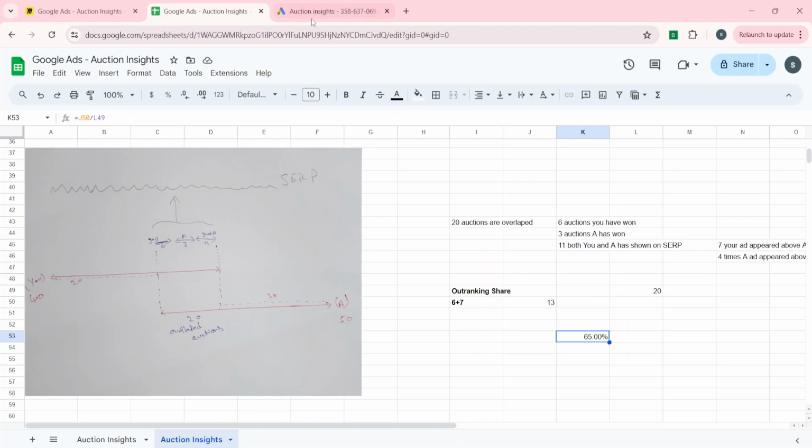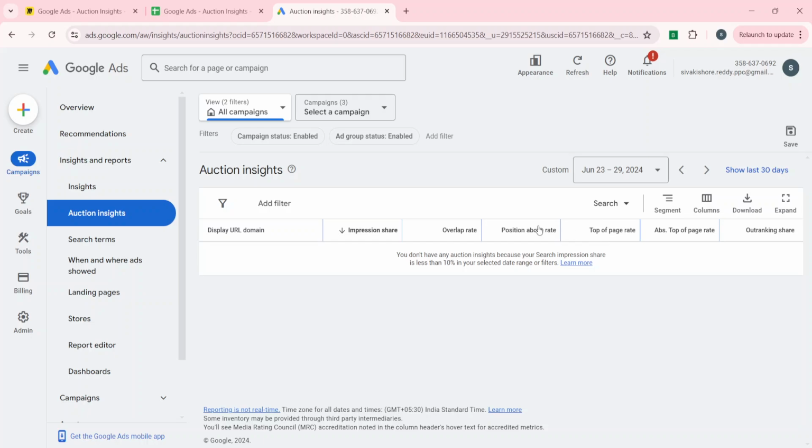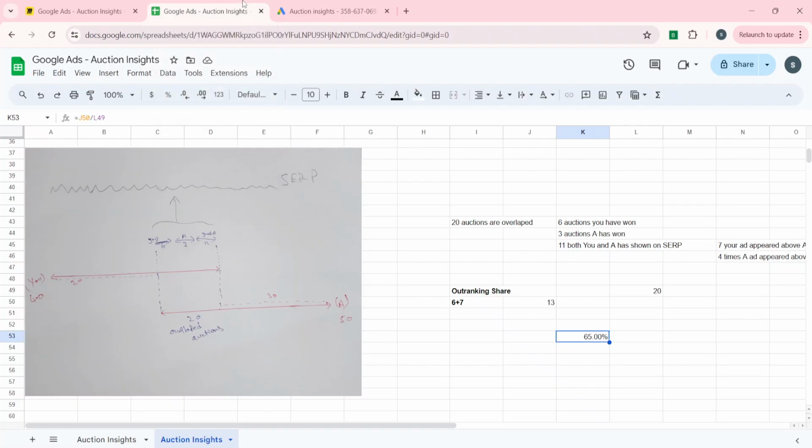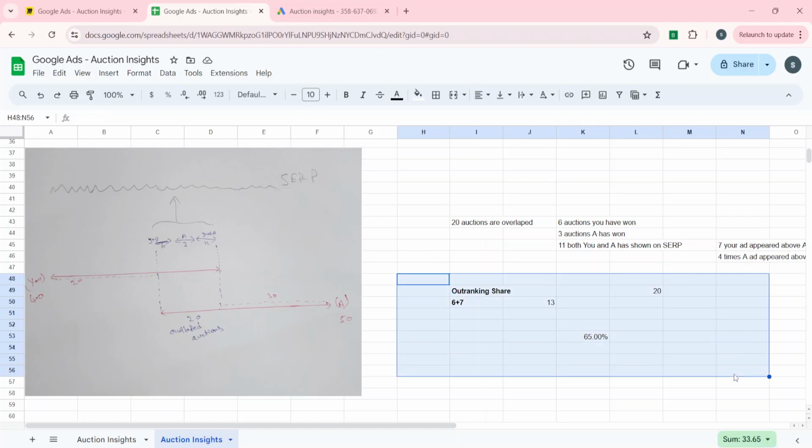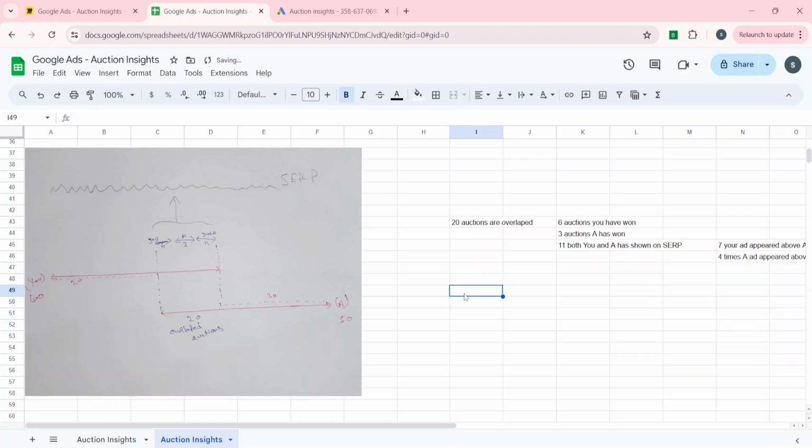And next are the top of the page rate and absolute top of the page rate. So these are very simple. Okay. These are very simple. Let's see what they are. Okay. Next is the top of the page rate.